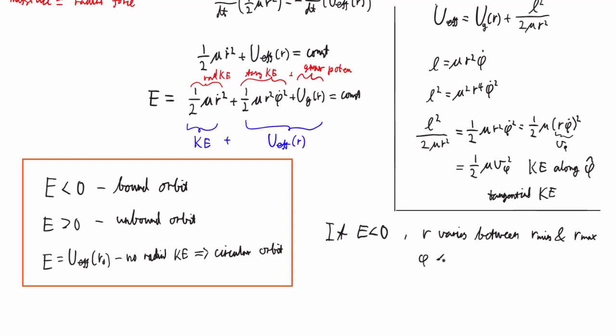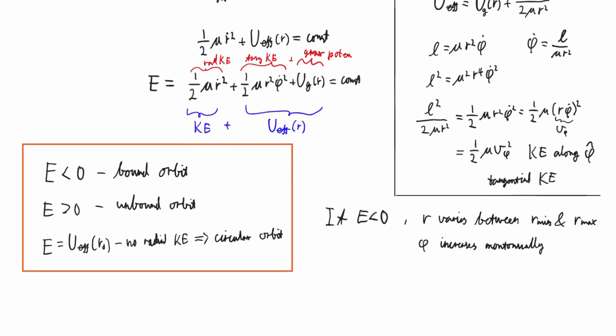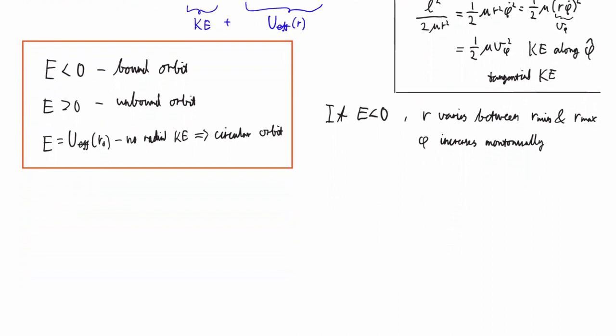And also, we have that phi increases monotonically. The reason we can say that is, again, due to this definition here: r is always positive. So if I write down that phi dot equals L over mu r squared, then we know that L doesn't change sign, it's a constant. Mu is a constant, and r is always positive. So that means that phi dot always has the same sign, which means that phi increases monotonically. Okay, so we can say that, and we're going to use that here in a second.